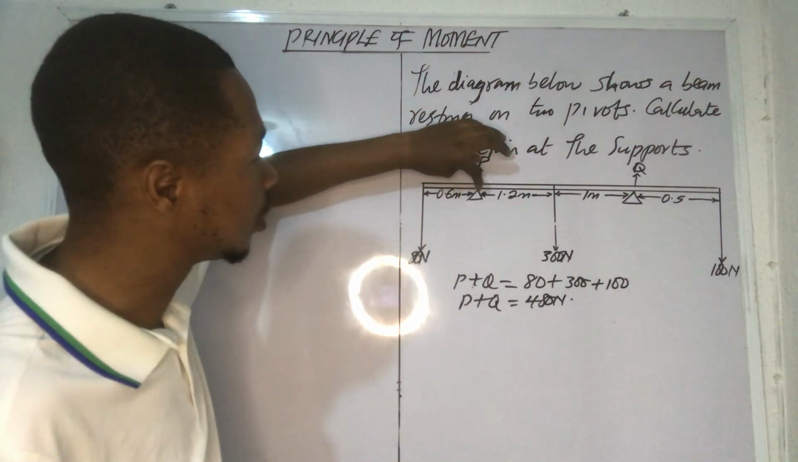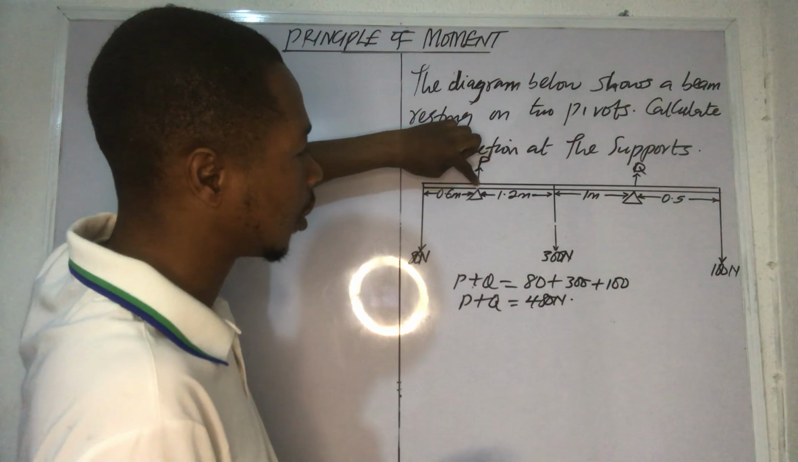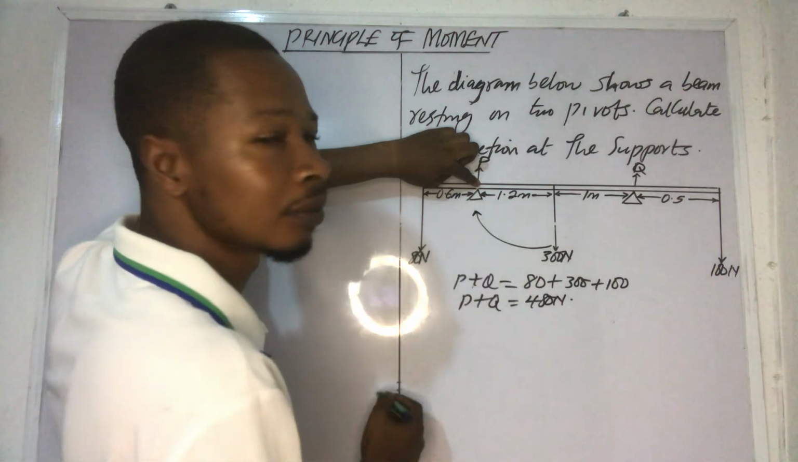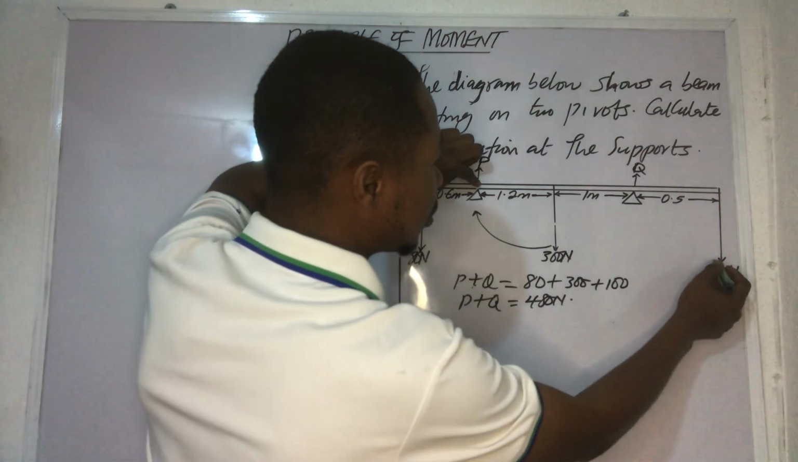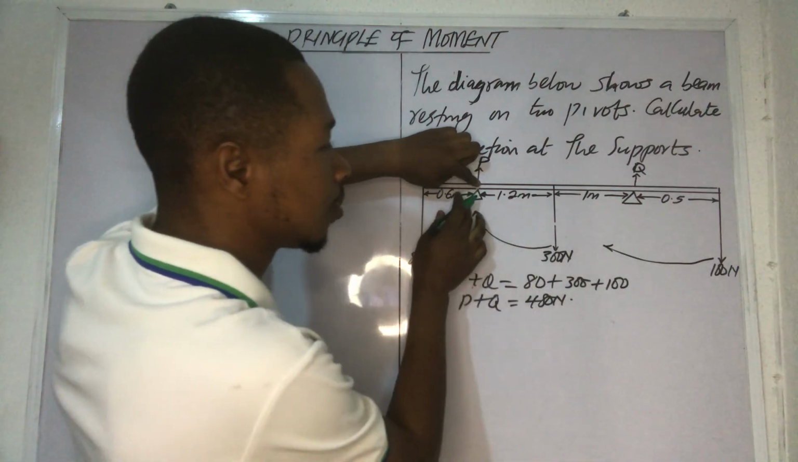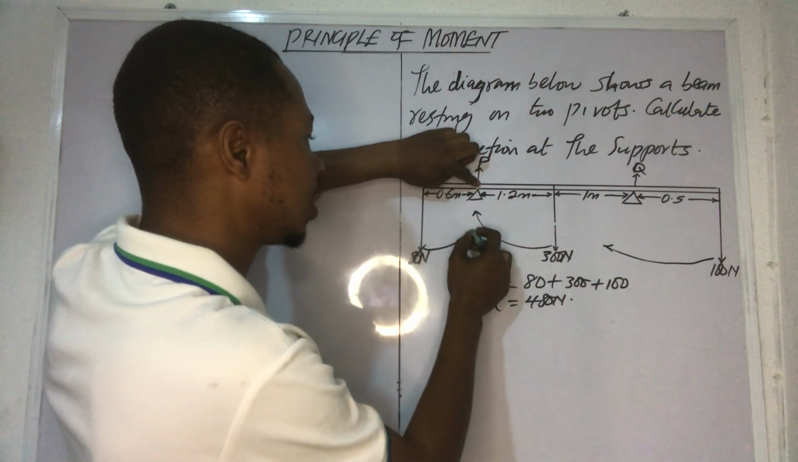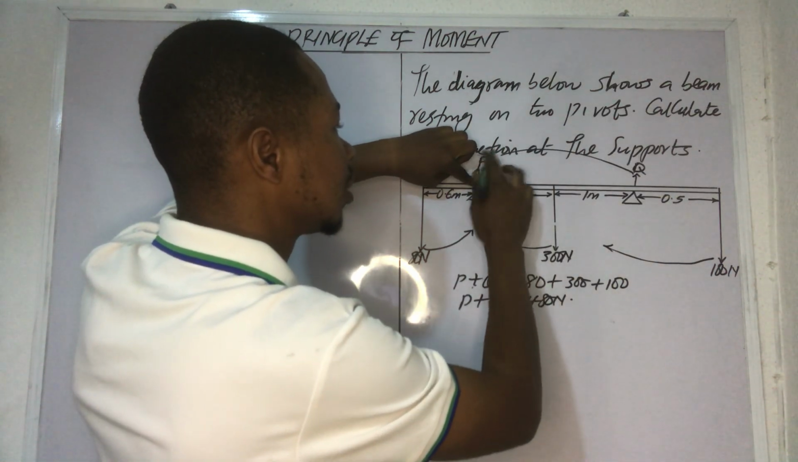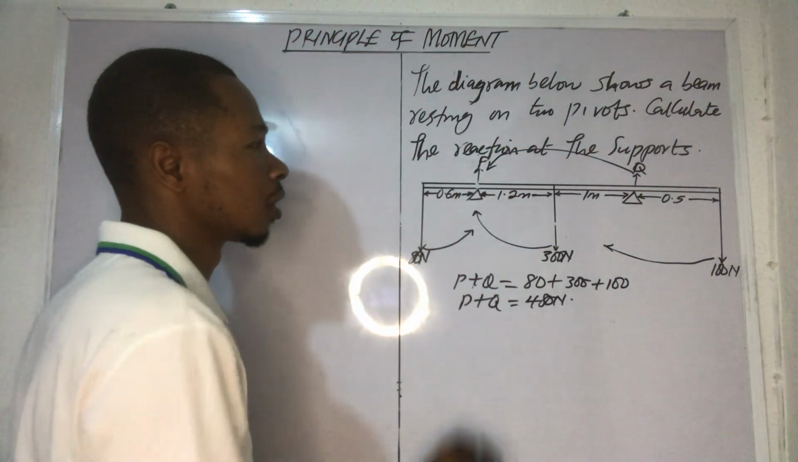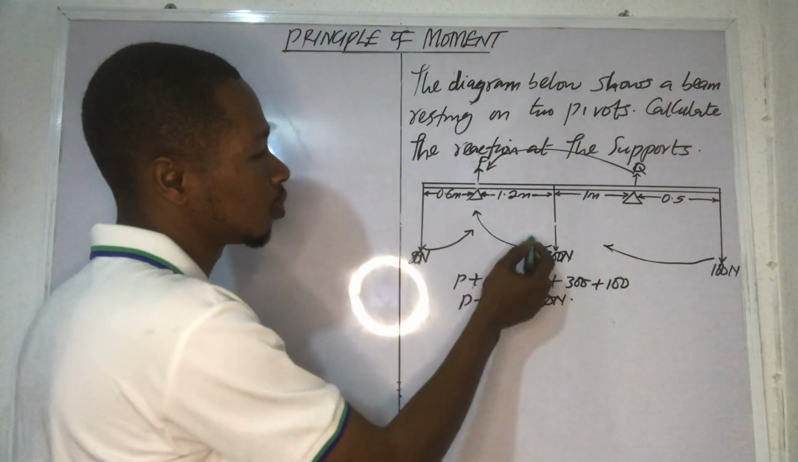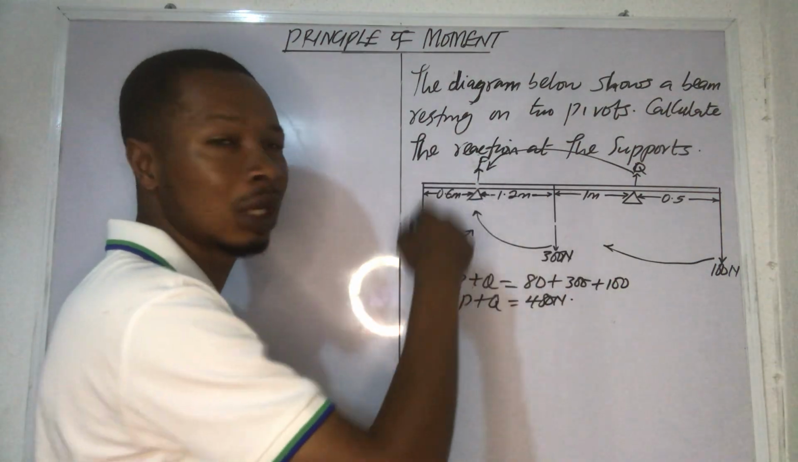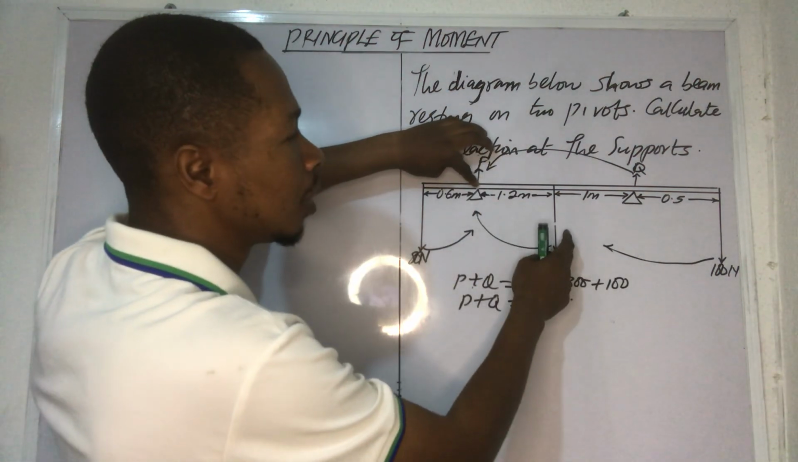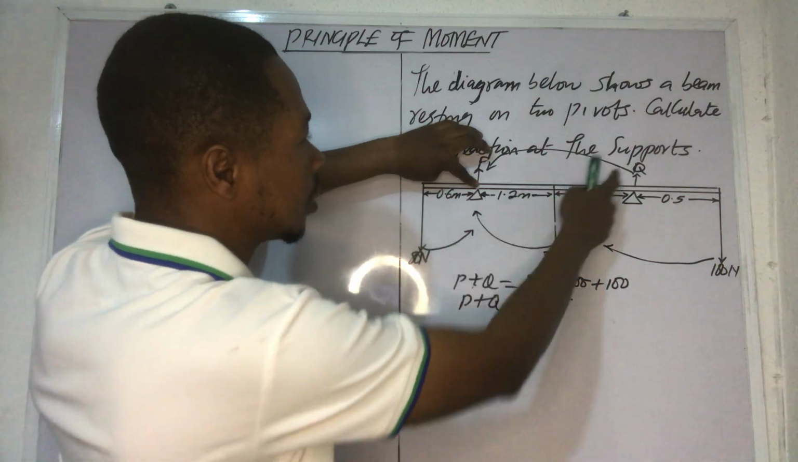Then if I'm taking moment about this point Q, how will the forces move? This 300 Newton will move like this, clockwise. This 100 Newton will also move like this, clockwise, to this place. While this 80 Newton will move like this, anti-clockwise. And this P will also move like this, anti-clockwise. So you have two clockwise movements, this and this, and two anti-clockwise movements, this and this.